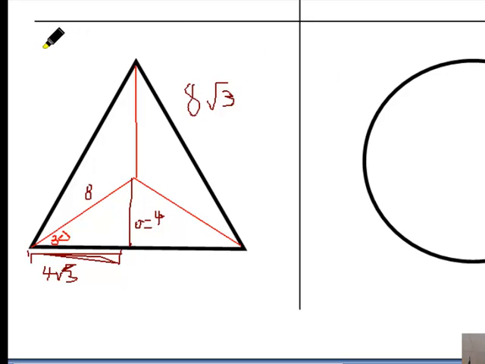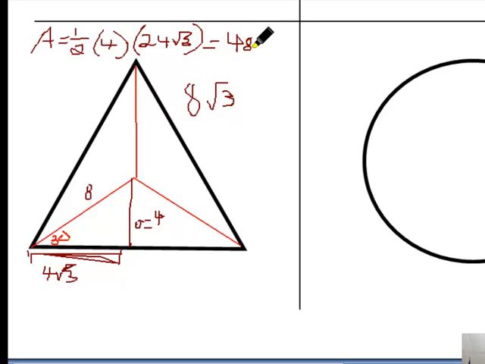Okay. So when I go to find my area, we're going to plug it in and we're going to say it's 1/2 the apothem, which was 4, times the perimeter. Perimeter, if I have 3 of these 8 square roots of 3, that's going to give me 24. 8 times 3 is 24 square roots of 3. Okay. Half of 4 is 2. 2 times 24 gives me 48 square roots of 3. That's my answer.